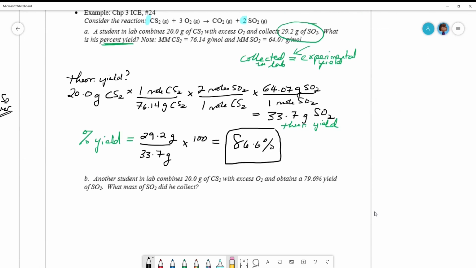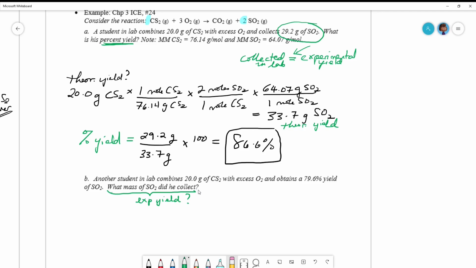Hang in there. Another student in lab combines 20 grams of CS2 with excess oxygen, so identical conditions to the first student, but this student obtains a 79.6% yield of SO2. What mass of SO2 did he collect? Okay, so let's start with that right here. What mass of SO2 did he collect? Collect where? In lab. So the goal of this problem is to get the experimental yield. That's what we're really being asked for.